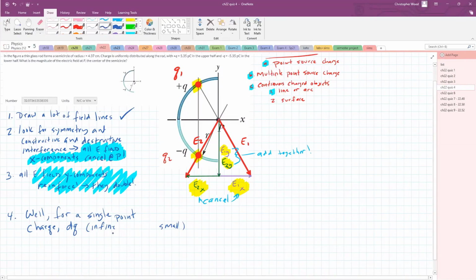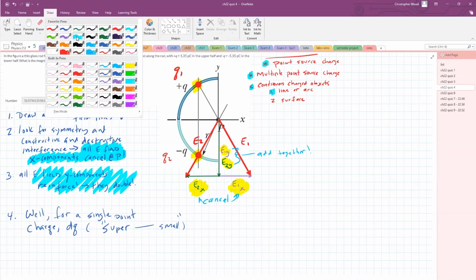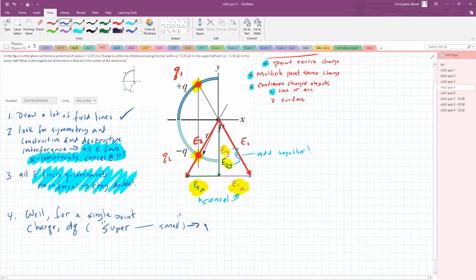Let me just take 5 minutes to figure out how to spell infinitesimally. So here's what I'm going to do. dQ is super small. I'll spend some time after class figuring out how to spell infinitesimally, but for now, dQ is super small. It's so small it can be considered a point. It's point sized.